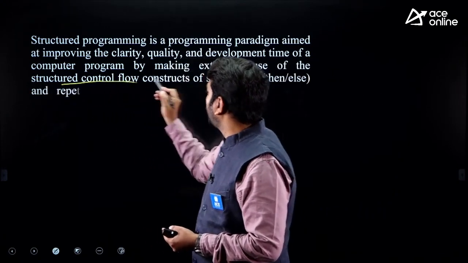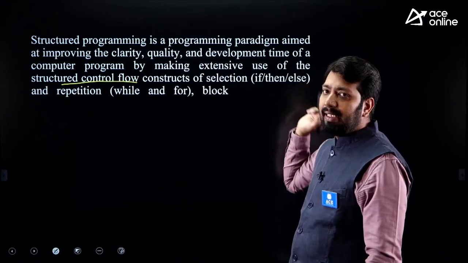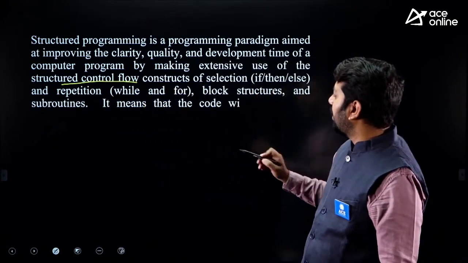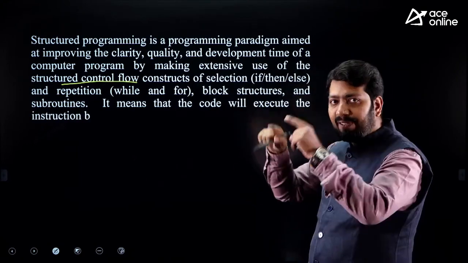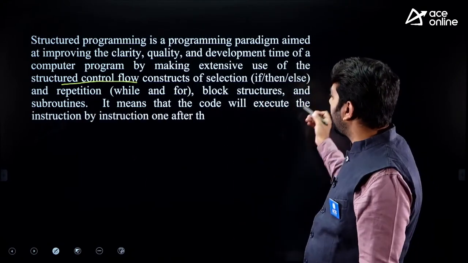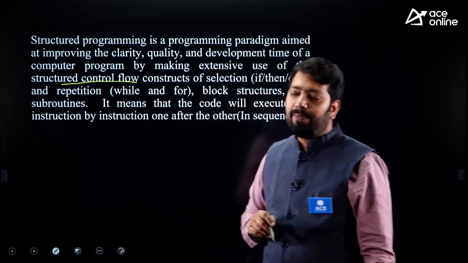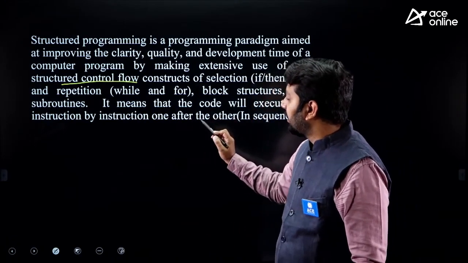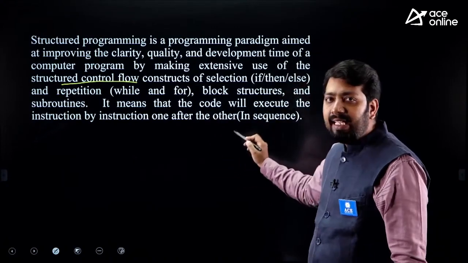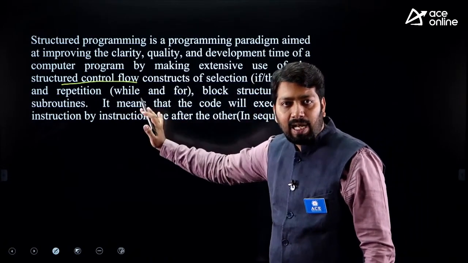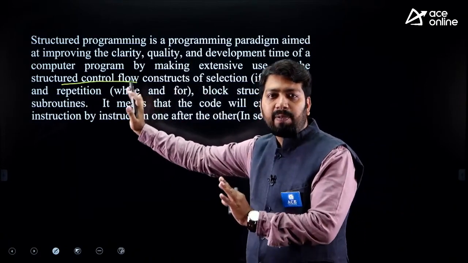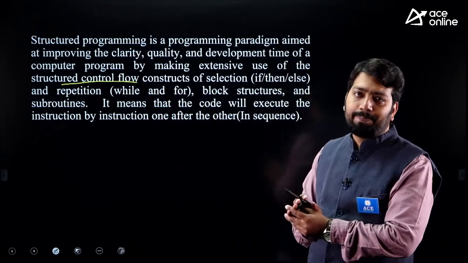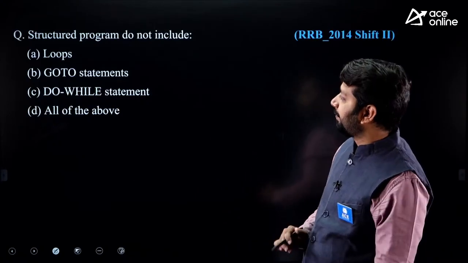Structured control flow we are going to use, for example, selection like if, then, else, switch. Repetition like while and for. Block structure, like we do in the brackets, we write in the brackets, and subroutines. It means that code will execute instruction by instruction, one after another in sequence. So that's how the answer to the previous question is all of the above. I hope you understood this part. Is it clear? Okay. Next.